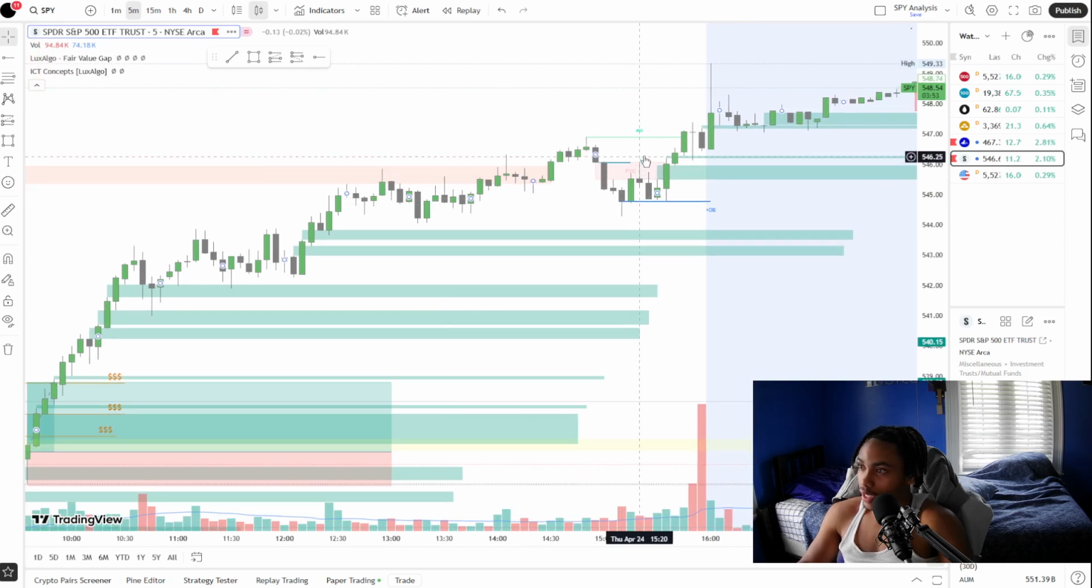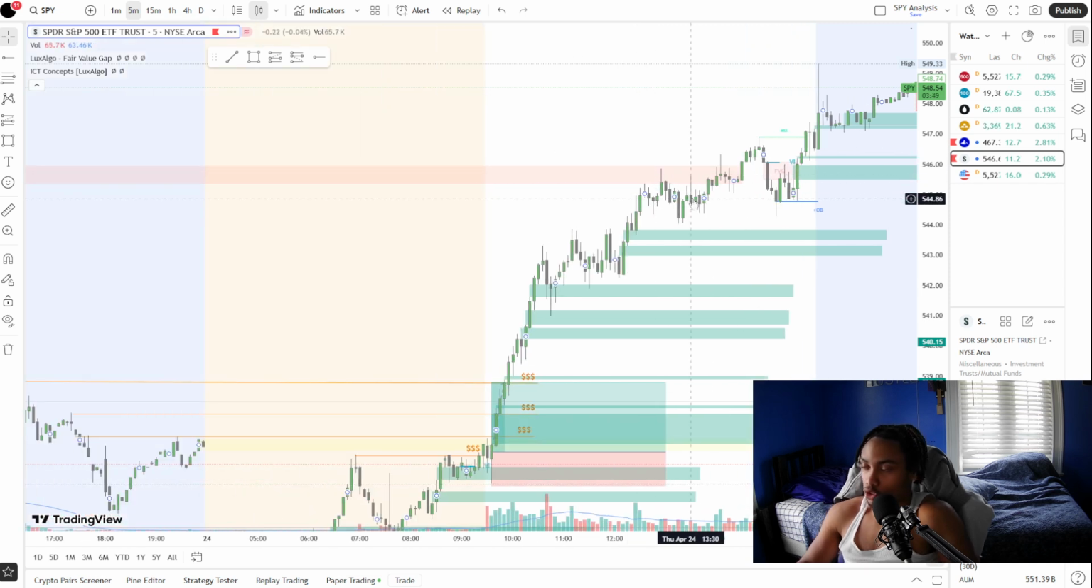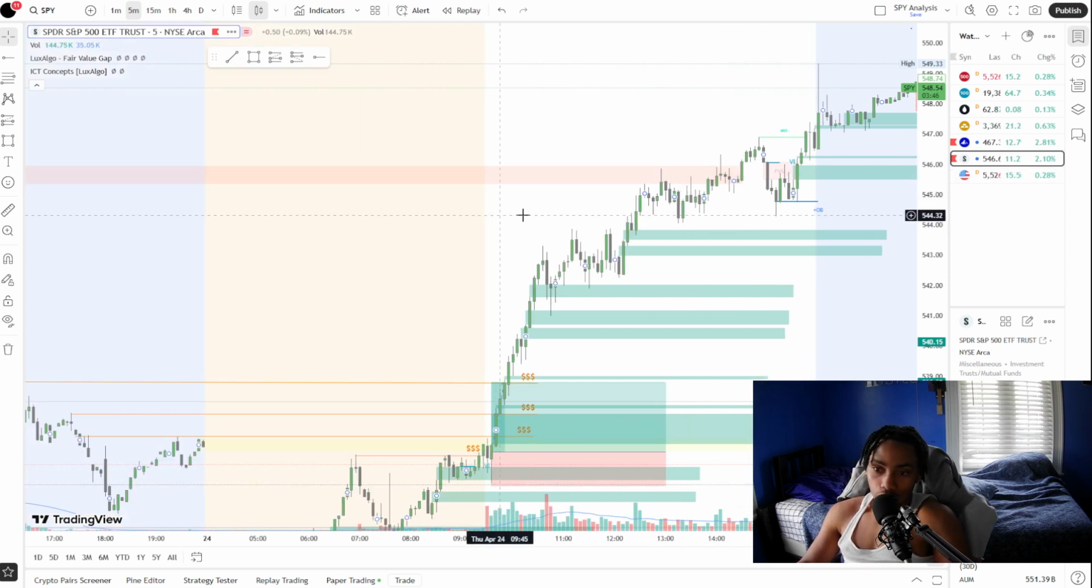Here you see a bearish fair value gap. Yeah, I respected it, but keep in mind we're in a bullish market, not a bearish market, so we're not looking for shorts. So yeah, guys, this is it for the video.